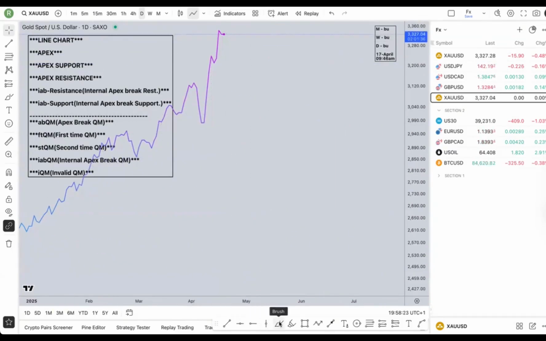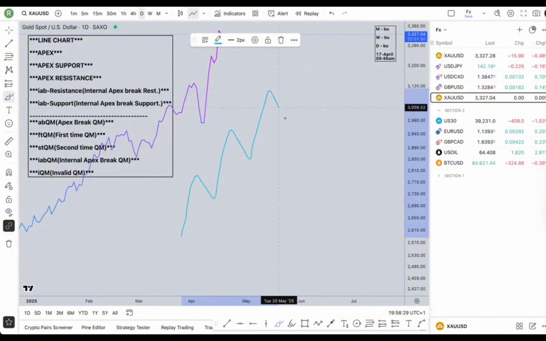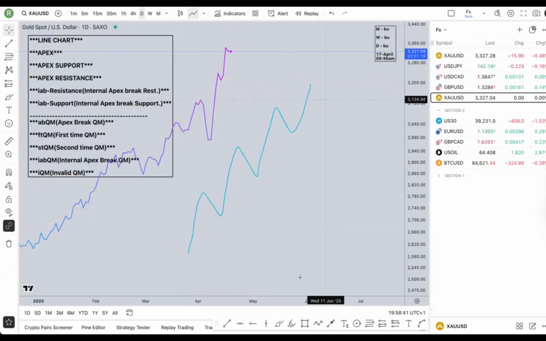And if you have a chart like this, these are higher highs and higher lows. This resistance here is your apex. These are external swing points. So these are your apex. This is what we call apex. And these lows are your external lows. So these are your apex also.